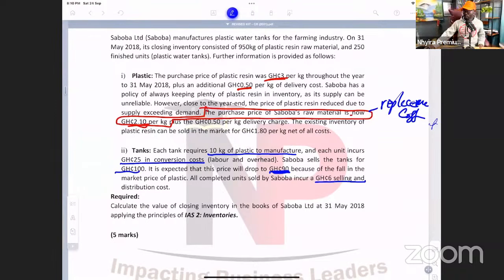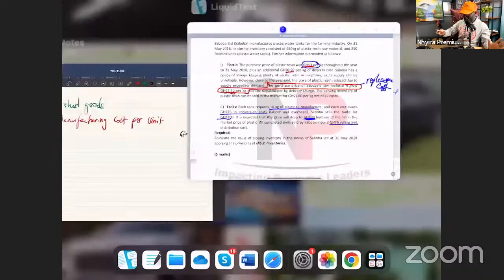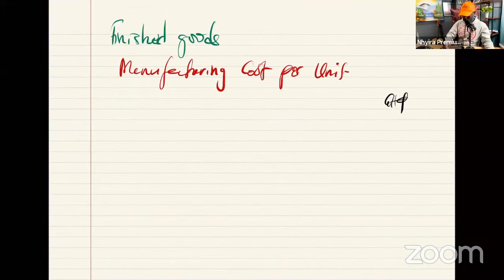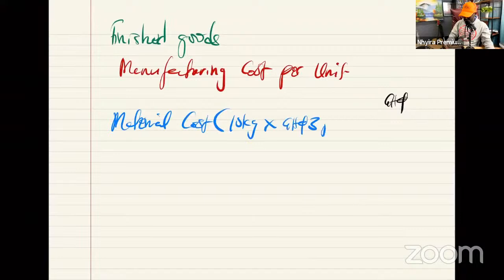Let's go. So the finished goods uses 10 kilogram per unit. Now remember, we were told that a kilogram costs 3 Ghana cedis. So material cost, that would be 10 kilogram at 3 Ghana cedis per kilogram. And so that's going to be 30.